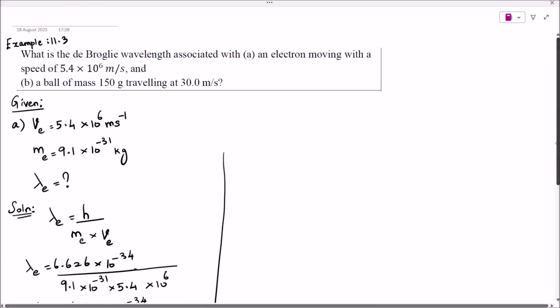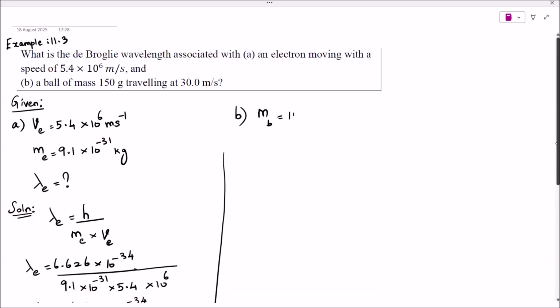Now we will move on to the wavelength of the ball. It is given that the mass of the ball is 150 gram. Let us convert it into kilogram. It is 150 × 10^-3 kilogram. Velocity of the ball is 30 meter per second. Wavelength of the ball is lambda equal to h by mv. So lambda b is equal to h by mb times vb.